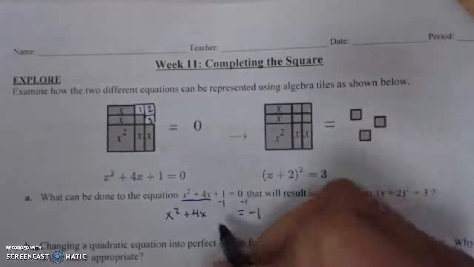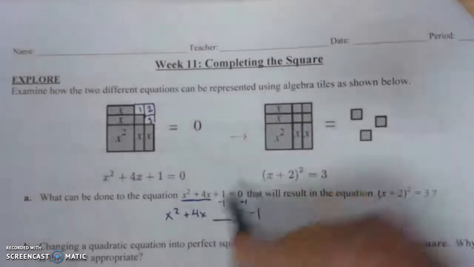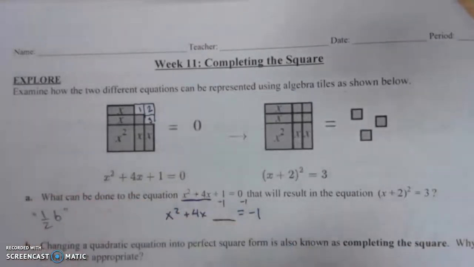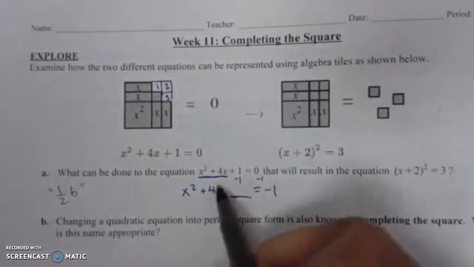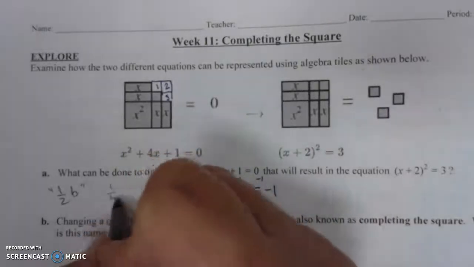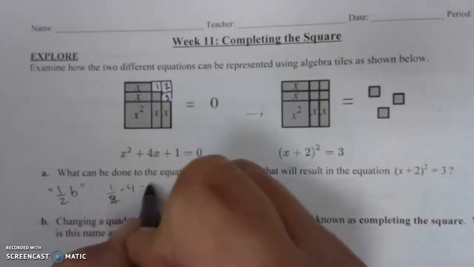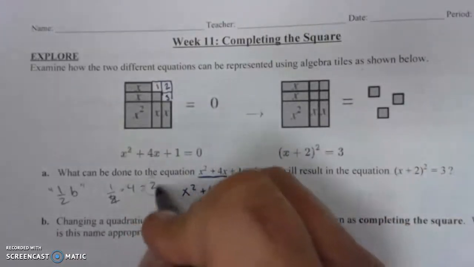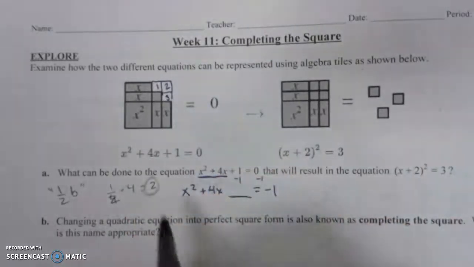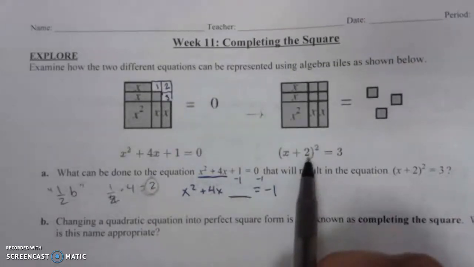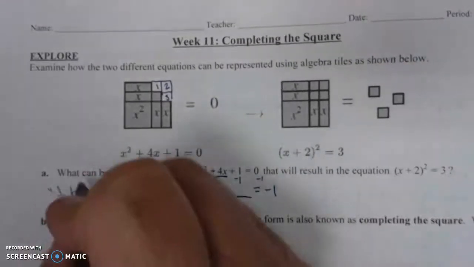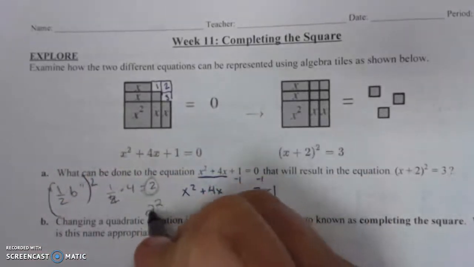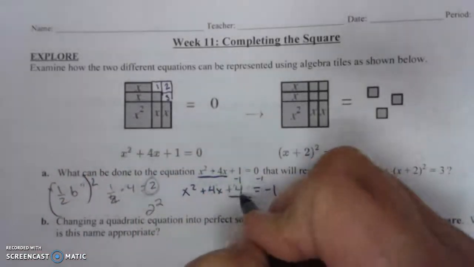With this space right here, what's going to go here? Well, the one thing is you're going to have to take half of b. Okay, half of b, whatever this middle number is. So what is 1/2 of 4? It's 2. See how the 2 came into play over here? Then I'm going to take half of b and I'm going to square it. So I get 2 squared and I get 4. So I'm going to add 4 on this side.